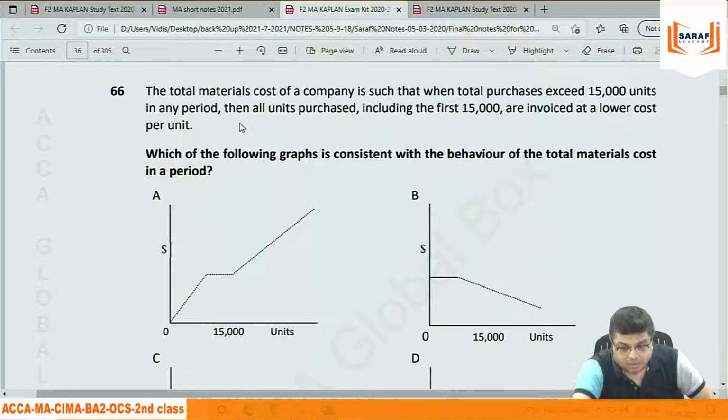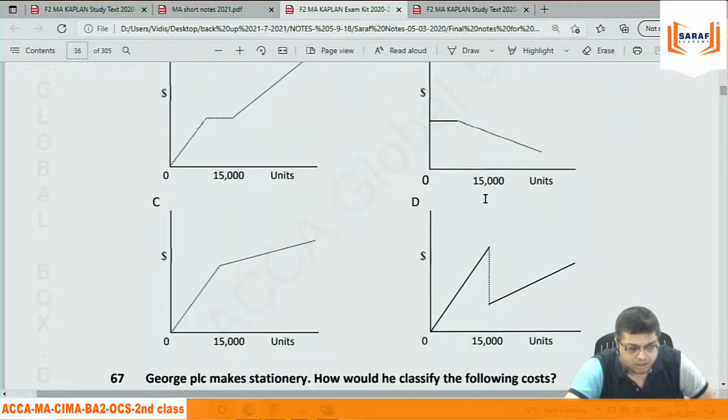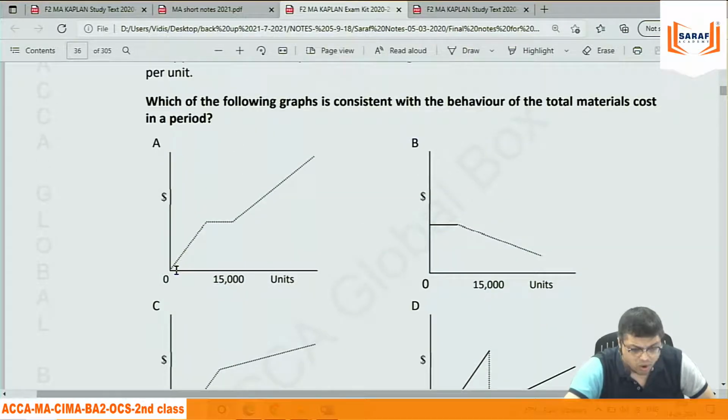Now this graph will start from the origin. Why? Because the cost is 0 when the material purchase is 0. So B is fully gone. C can be possible and D possible. But the cost per unit is more when you are purchasing within 15,000 units, and when you purchase beyond 15,000, then the cost per unit is less.